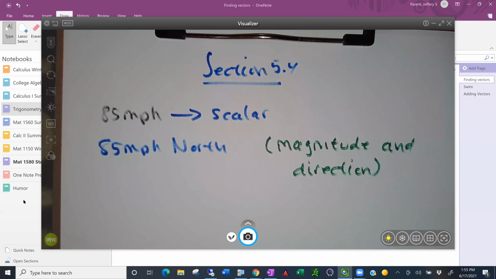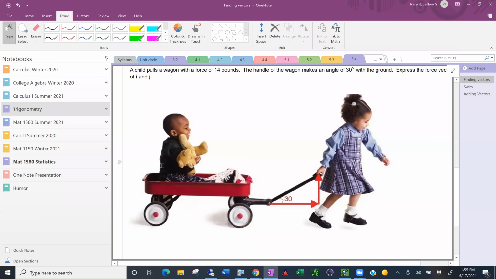And we can see that from our illustration right here. A child pulls a wagon with a force of 14 pounds. The handle of a wagon makes an angle of 30 degrees to the ground. Express the force as a vector in terms of I and J. So let me draw this. And actually, I've already got it kind of drawn here. But I'm going to draw it on my sheet. And then we'll work on that.